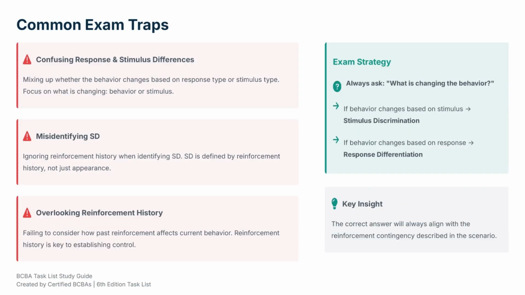There are several common mistakes that test takers make with these concepts. One common trap is confusing behavioral differences with stimulus differences. Another mistake is misidentifying the SD simply based on appearance, rather than reinforcement history. It is also important not to ignore reinforcement contingencies. Remember, reinforcement history is what establishes stimulus control. Whenever you encounter a scenario question, always ask yourself, what is actually changing the behavior? The answer to that question usually points you to the correct concept.